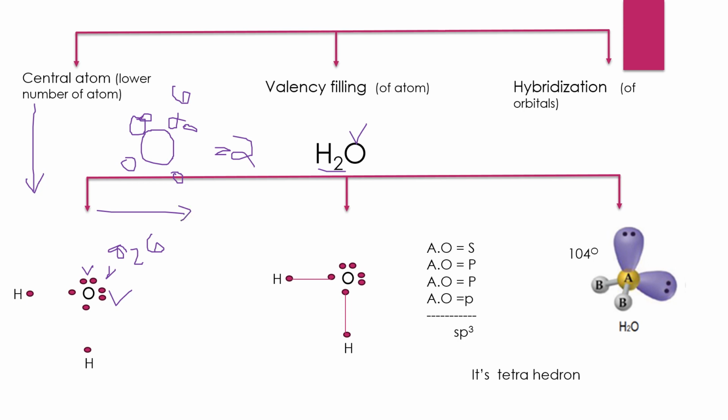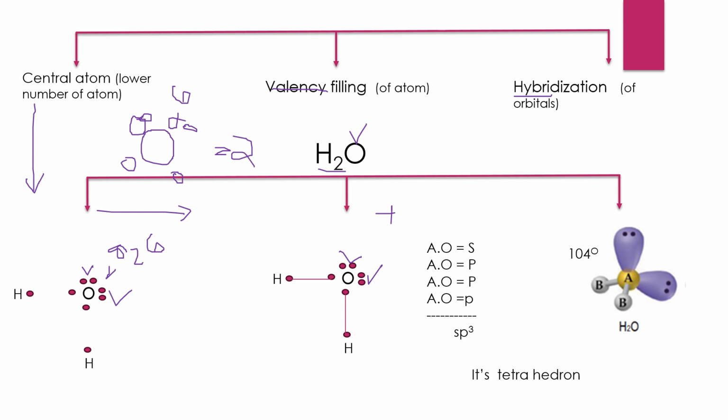The second step is valency filling. For the valency filling, we will make the bonds. As I said, there is no contribution of the lone pairs in the geometrical representation, so we will pair hydrogen with the single electrons, or valence electrons. After that we will move on to the third step, and that is hybridization of orbitals.